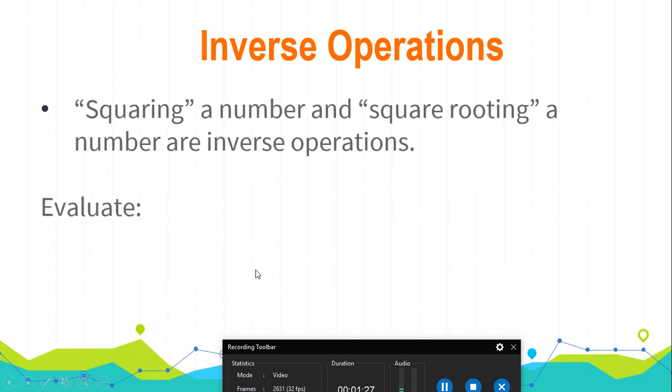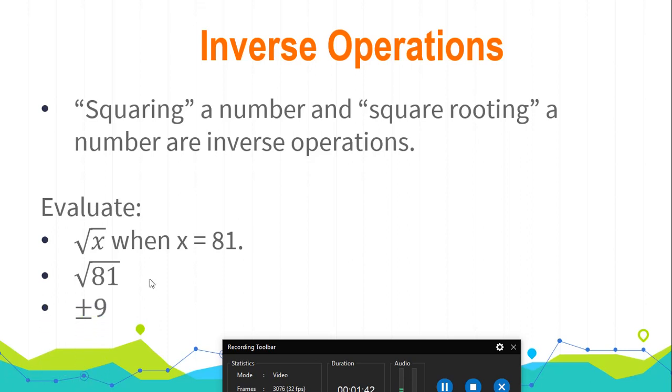For our second example, we're going to find the square root of x when x equals 81. We've been working with square roots all along since the beginning of the course. We're going to sub in 81. Keep in mind that there's both a positive and a negative root, so when I come up with an answer, it's both positive and negative 9.